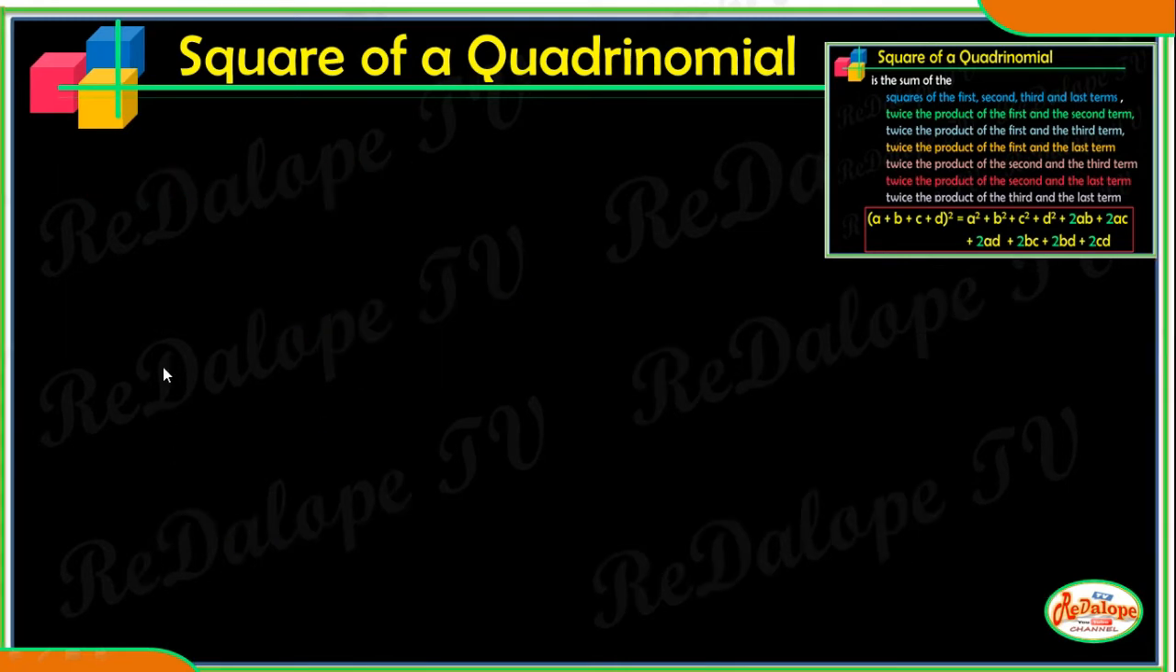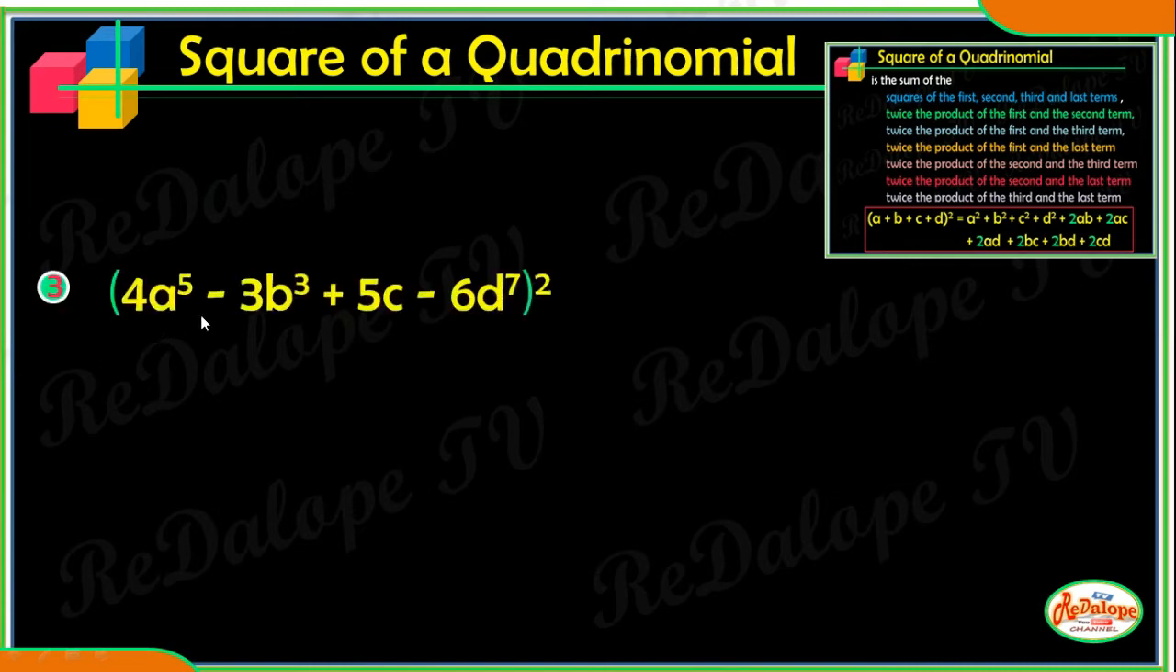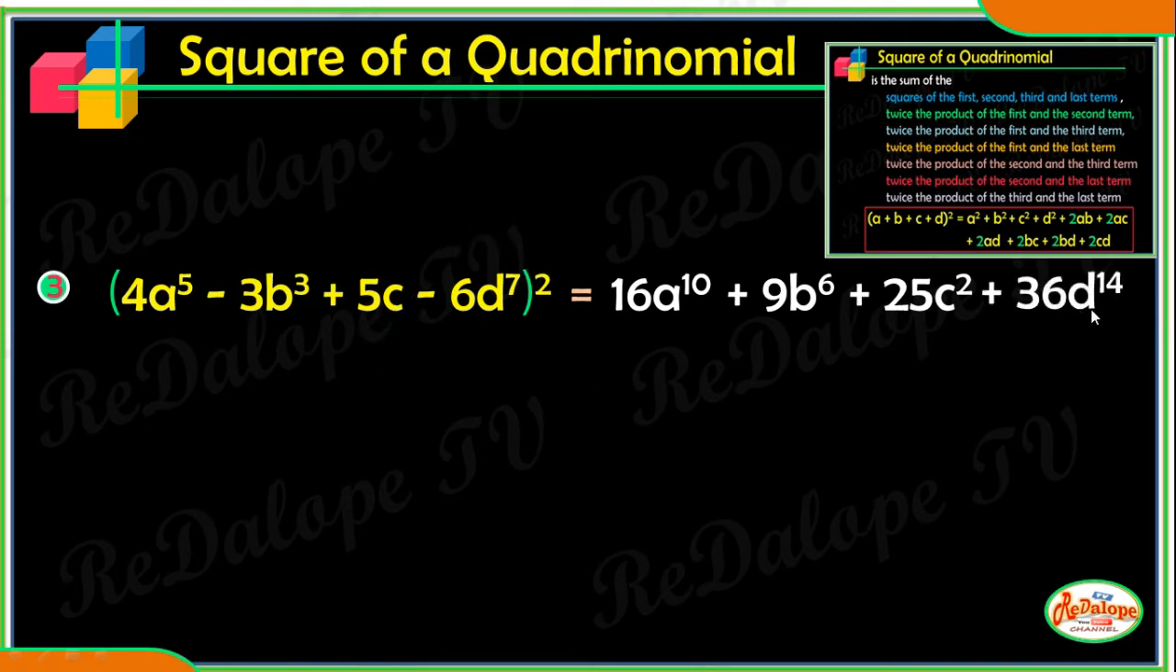Next problem we have is the quantity of 4a^5 minus 3b cubed plus 5c minus 6d^7 raised to square. Squaring the first term, so we have 4a^5 times 4a^5, so that is positive 16a^10. Negative 3b cubed times negative 3b cubed, so that is positive 9b^6. 5c times 5c, so that is positive 25c squared. Negative 6d^7 times negative 6d^7, so that is positive 36d^14.